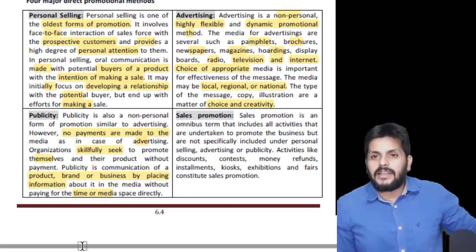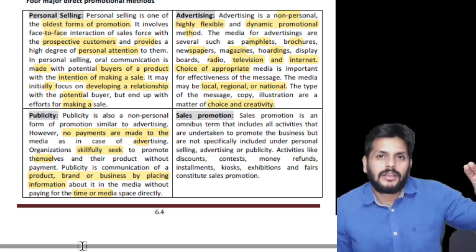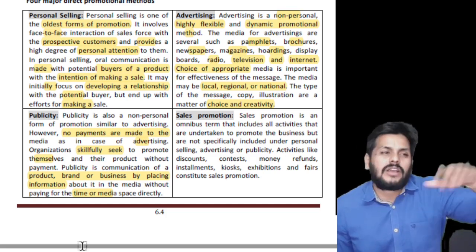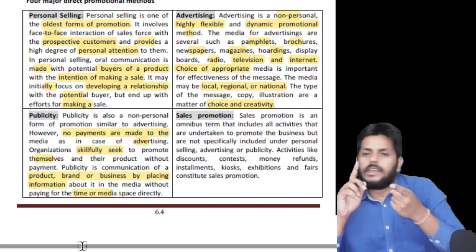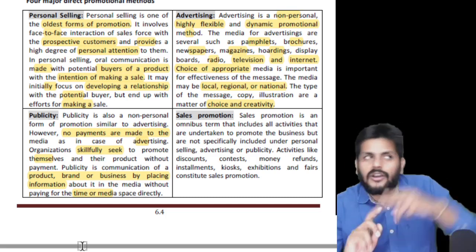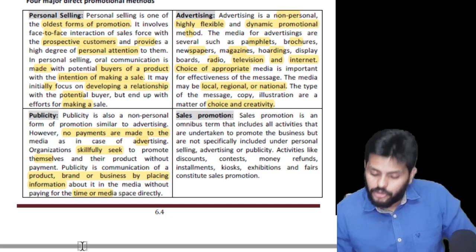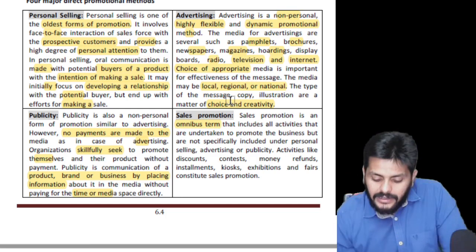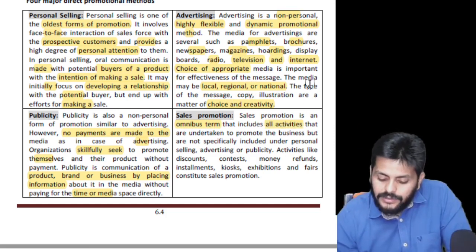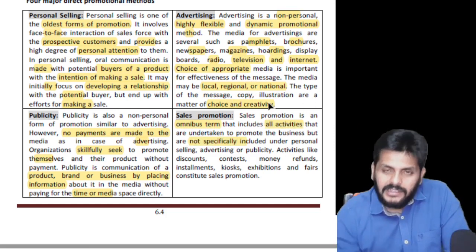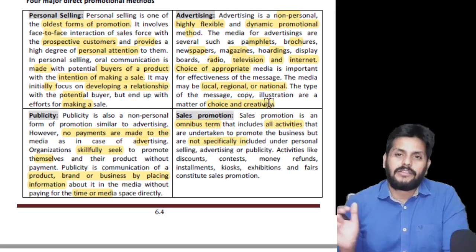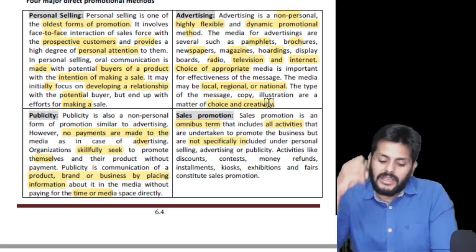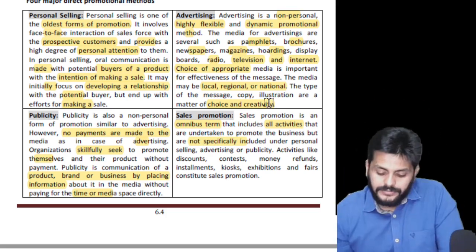Okay. Personal selling, advertising, a paid form of promotion. Non-paid form of promotion is publicity. And when you do something which does not fall in these three categories, that is, it's not personal selling, it's not advertising, or it's not through publicity, then it's called sales promotion. It's an omnibus term, that means it covers everything other than, okay, that includes all activities, but which are not specifically included under personal selling, advertising, and publicity. So this is the residual category. What you don't find in personal selling, advertising, and publicity will fall in sales promotion.